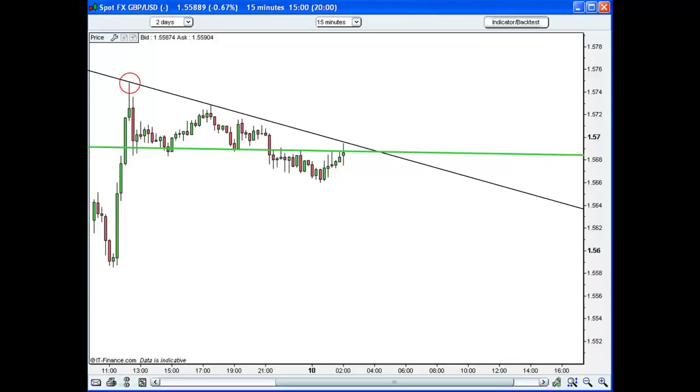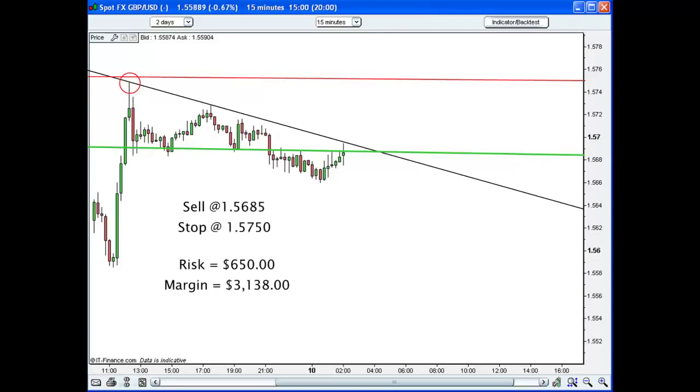And you're looking up here and you're like, that's where the market spiked up last. I'm going to go ahead and place my stop. This is if I'm going to do the pound dollar. And so you're going to place your stop right there, and then the market starts moving. So you go ahead and you sell one full lot of pound dollar at 1.5685. You set your stop a little bit, like I said, above there, 1.5750. That gives you a risk of $650 and a margin of $3,138 if you're doing the pound dollar spot.